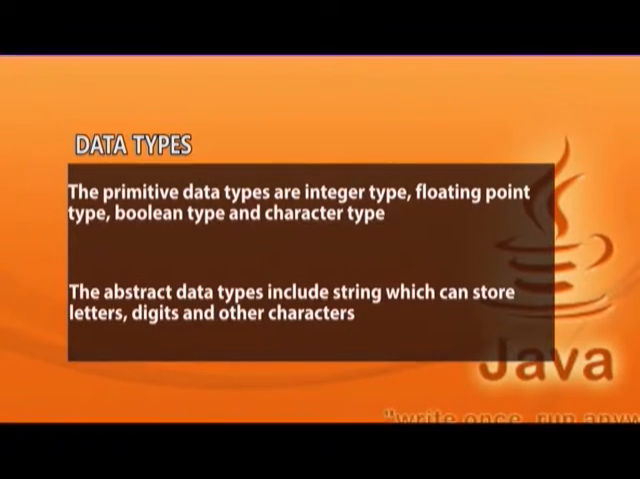The data types in Java are used to define the operations possible on variables and the storage methods. The two data types available in Java are primitive data types and abstract data types. The primitive data types are integer type, floating point, Boolean type, and character type, while the abstract data type includes string, which can store letters, digits, and other characters.